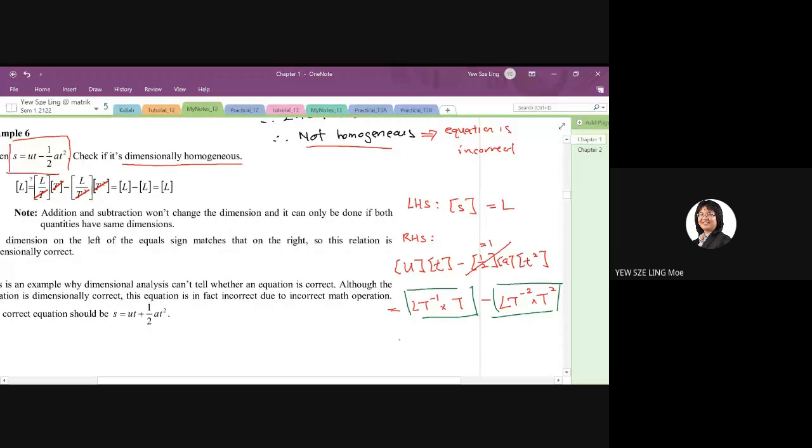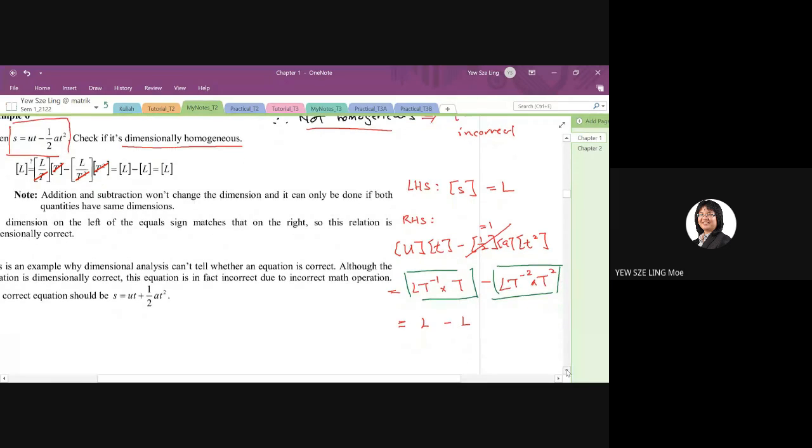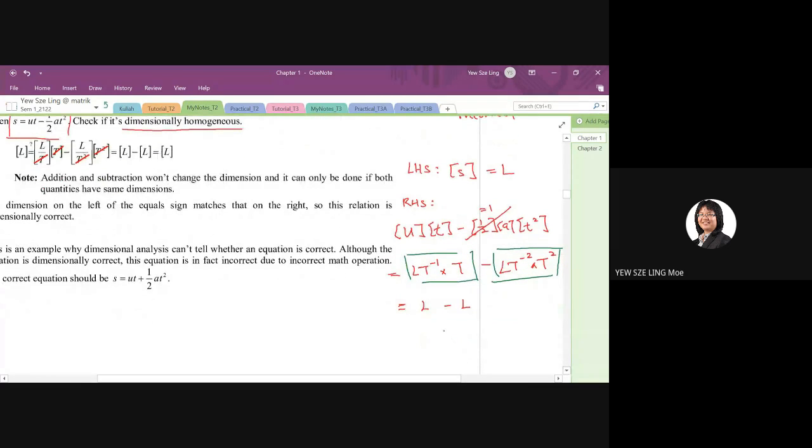So what am I going to get now is LT negative 1 times T, you're going to get L, okay, and then minus LT negative 2 times T squared, again you're going to get L. So L and L, you can simplify it, okay, they are not equal to 0. L and L means that at the end you are going to get L on the right hand side, okay, because they have same dimension, so you can do the simplification. So L minus L, the final dimension is L.